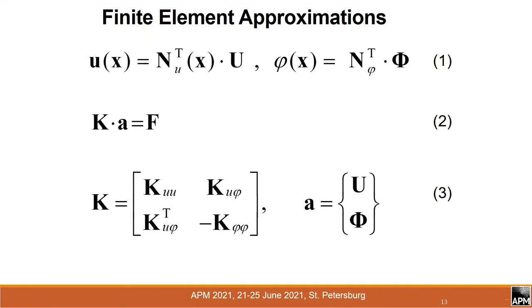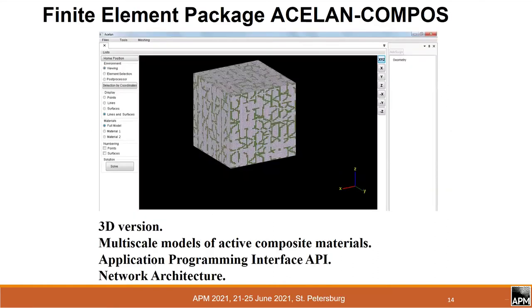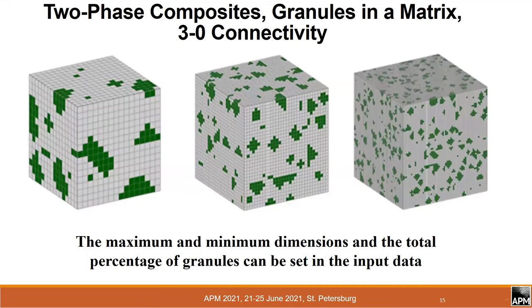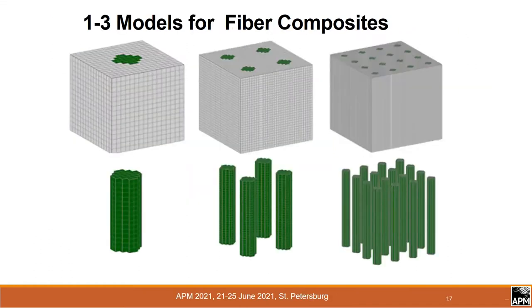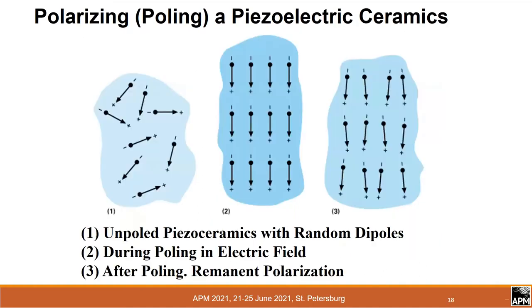Okay, we use the finite element method and solve this system with several methods. For example, in our finite element package ACELAN-COMPOS, there are different layers of representative volume. For example, this is a representative volume with pores, with different size and different properties of pores. These are the layers of representative volume for 3-3 connectivity. So this is the variant of 1-3 or 3-1 models for fiber composite materials. Okay.